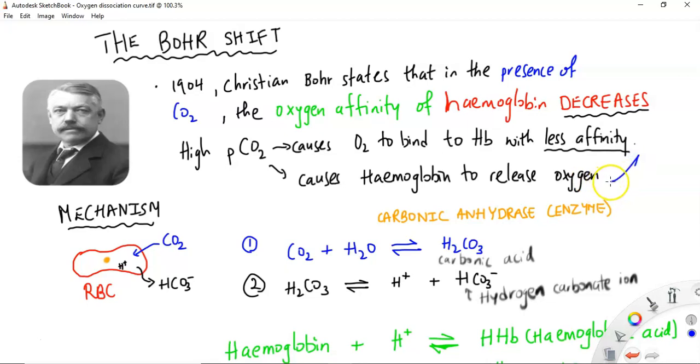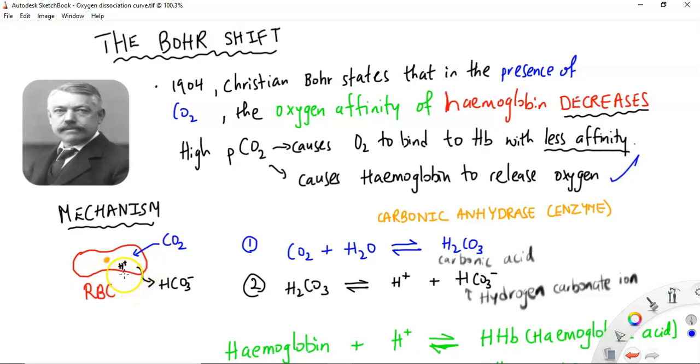Alright, so let's find out exactly how this works. There's this mechanism here. First let's think about what happens with carbon dioxide. You have the blood plasma, right? And you have respiring tissue that releases carbon dioxide. And you have red blood cells in the blood.